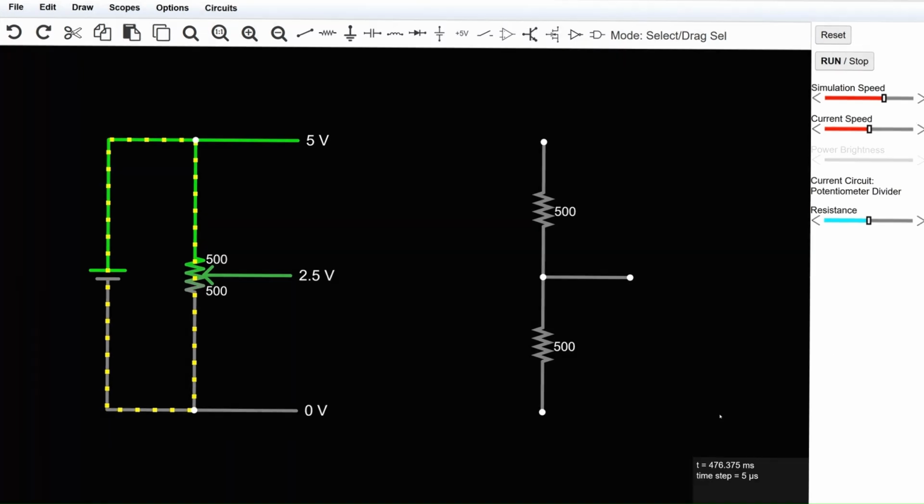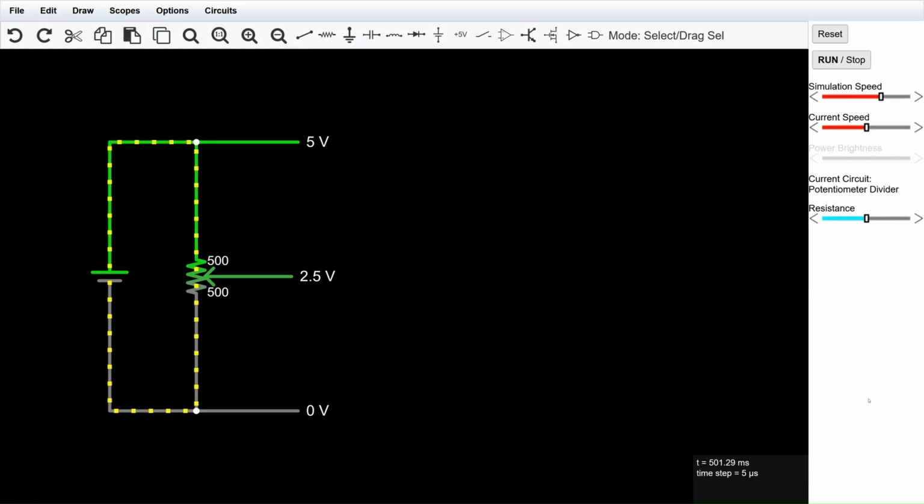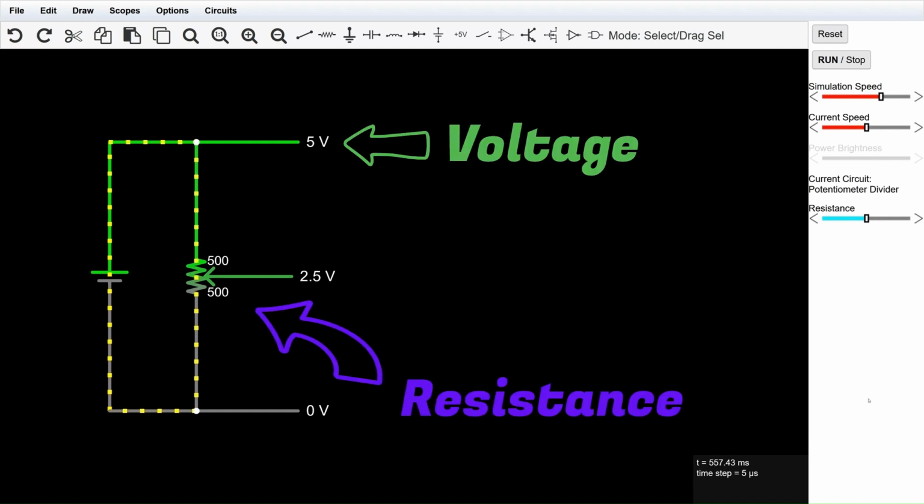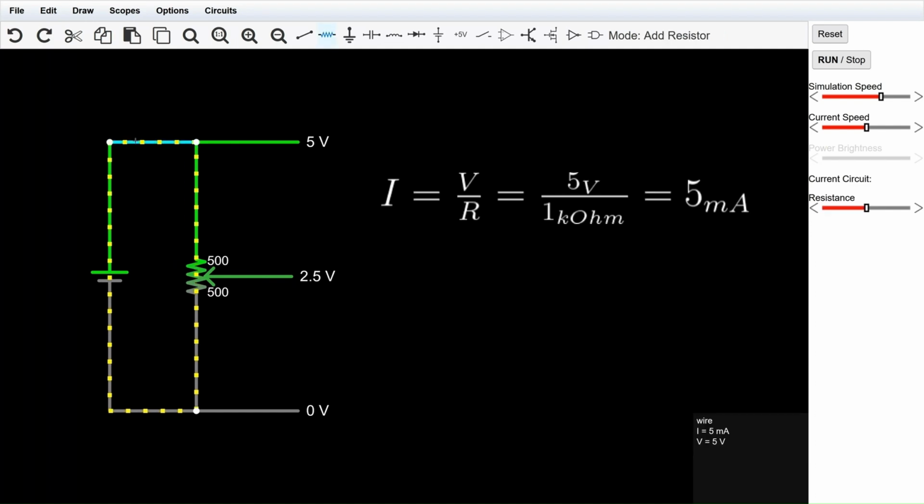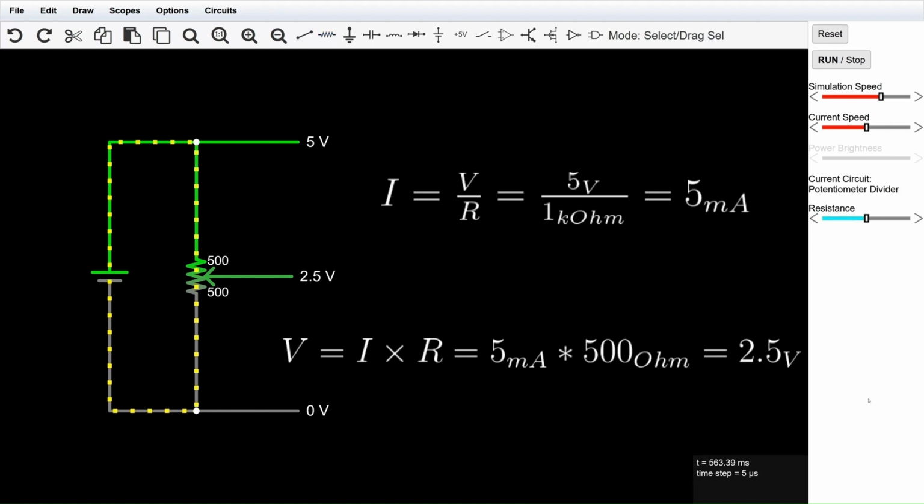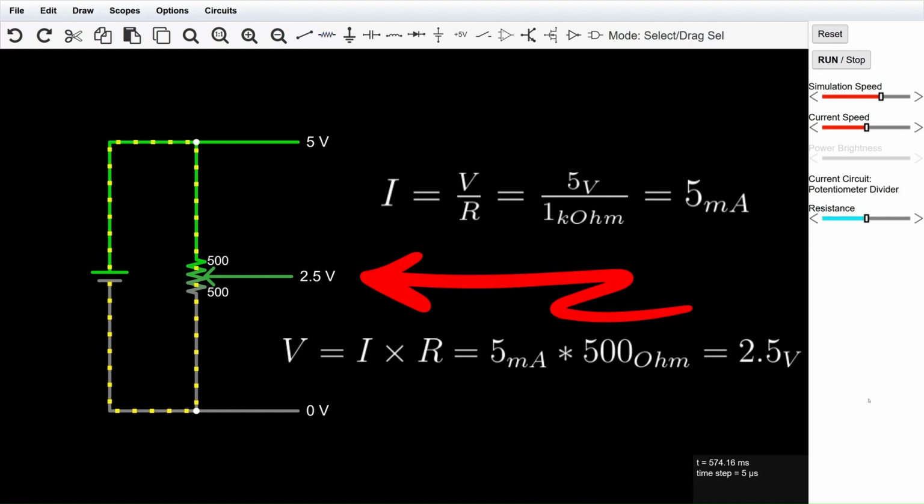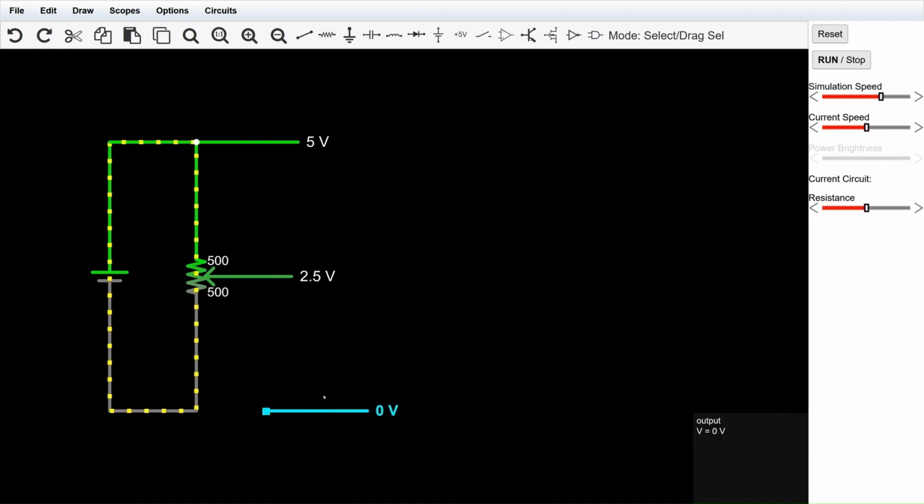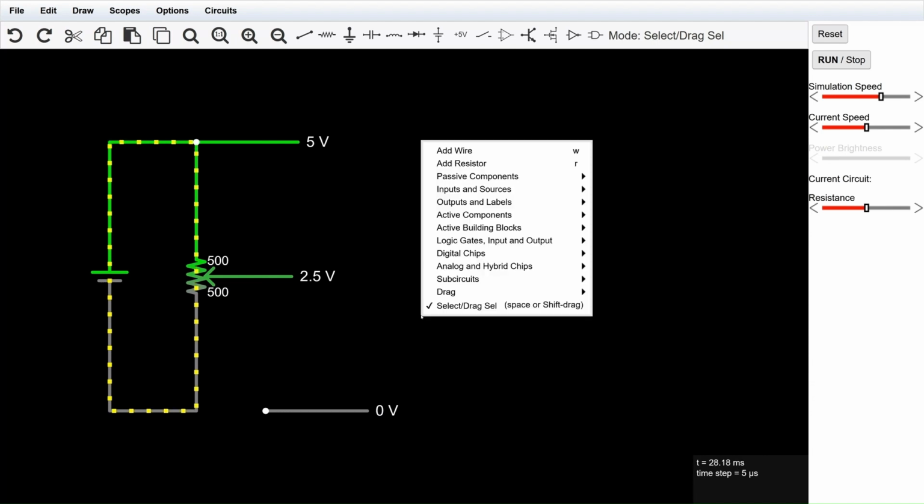To understand the circuit more clearly, let's calculate the 2.5 volt voltage. For this, we need the total resistance of the circuit. The voltage is 5 volt and the resistance is 1 kilo ohm. So the current in the circuit will be 5 milliampere. That means we have all the information needed to calculate the voltage at this point. Voltage is 2.5 volt. Up to here, everything should be clear and easy to understand. Now it's time for the main question.